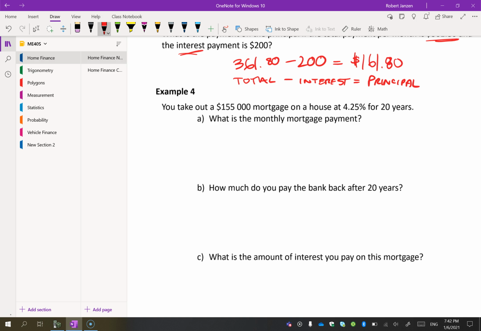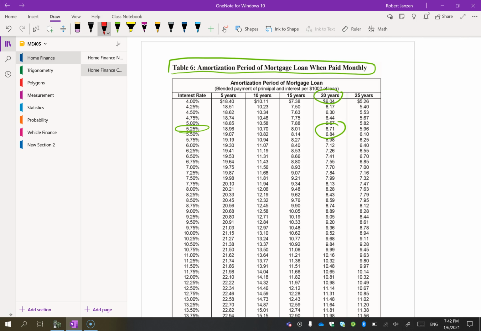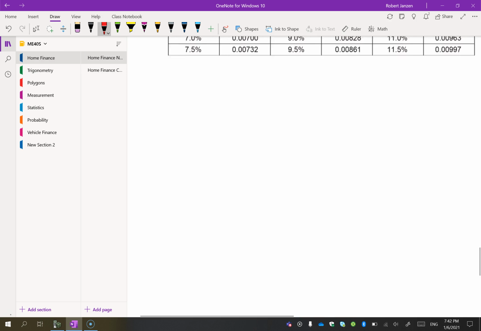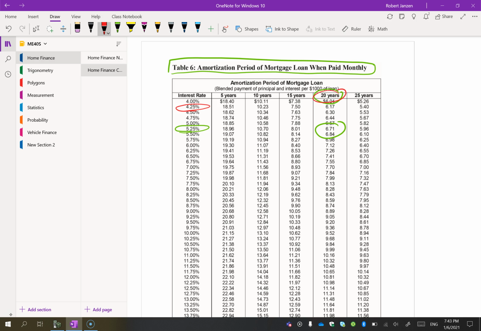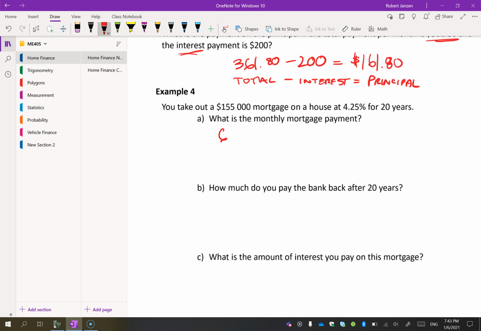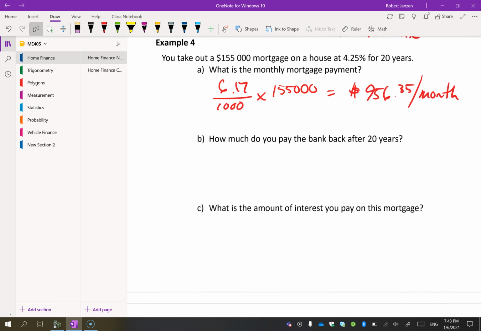Another one. Let's go to the table again. So this time we're looking at 4.25. We're looking at 20 years. So that's going to be 6.17. So 6.17 out of 1,000 times 155. So our monthly payment is $956.35 per month.